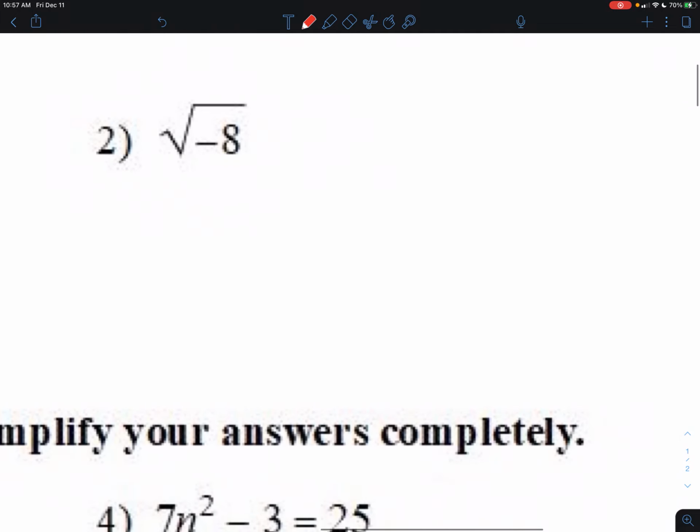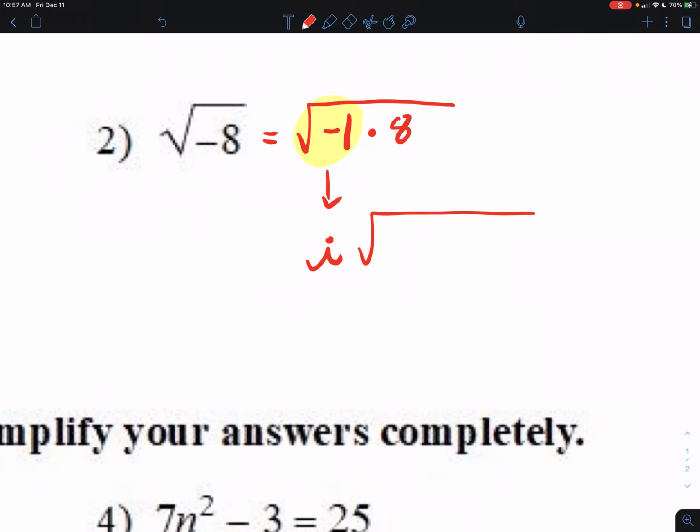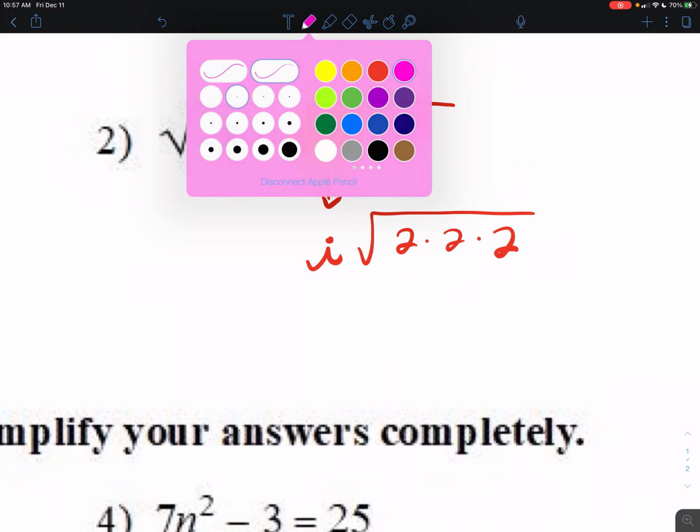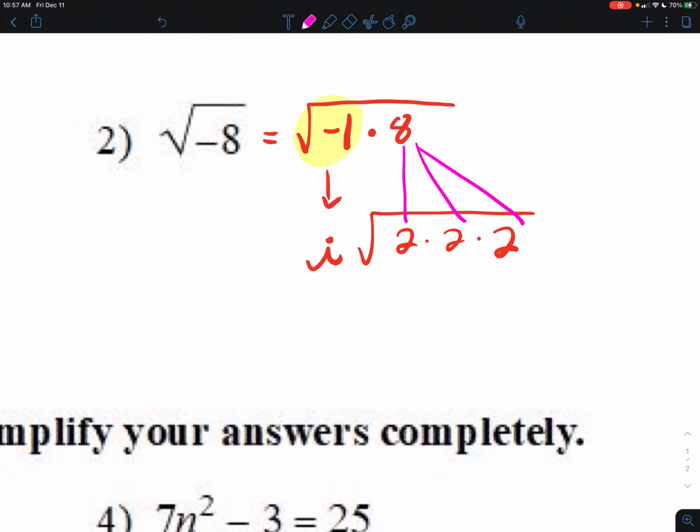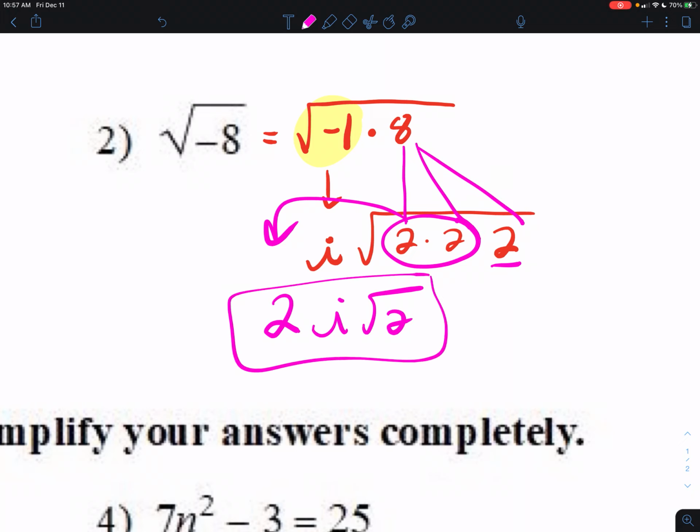Okay, on number 2, we have the square root of negative 8. So since that 8 is negative, there's a negative 1 there, times 8. And you should know that the square root of negative 1 becomes i, so our final answer will have an i in front of it. And then we can break down the 8 into 2 times 2 times 2. I have a pair of 2's here, so I can take out a 2. So I have 2i with a 2 left over. That's our answer: 2i radical 2.